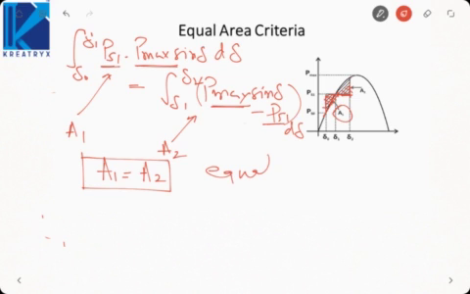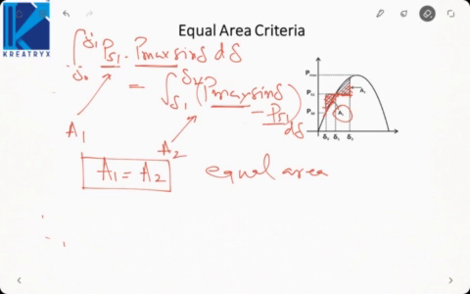Hence it is called the equal area criteria. It states that the total area under the accelerating power curve must be 0. So the area in which the rotor accelerates should be the same as the area in which the rotor decelerates. That is why it is called the equal area criteria. Otherwise, it should have been called the zero area criteria.